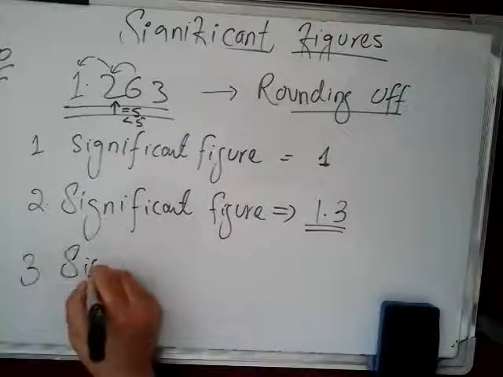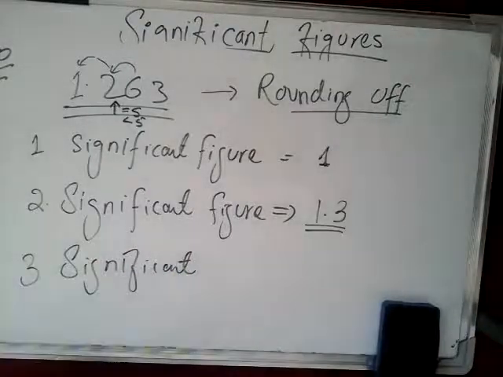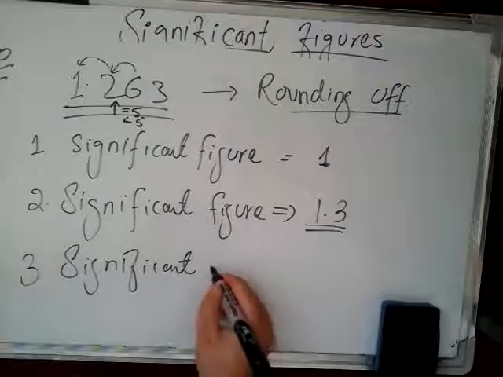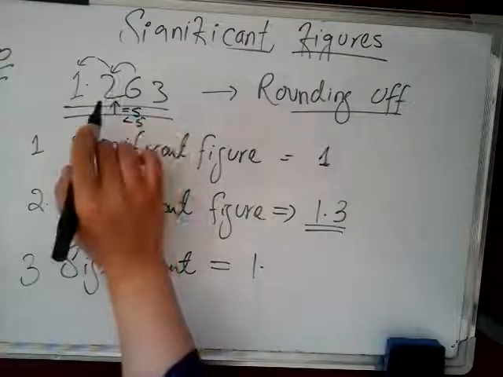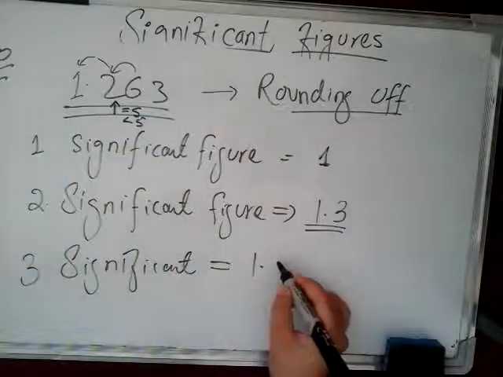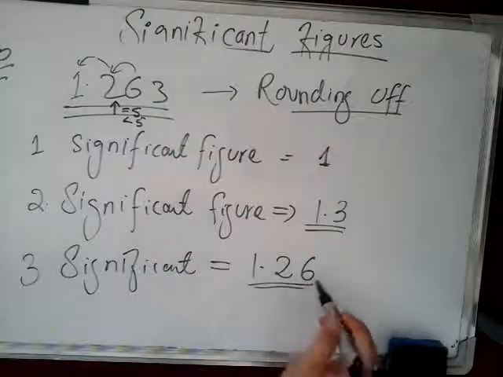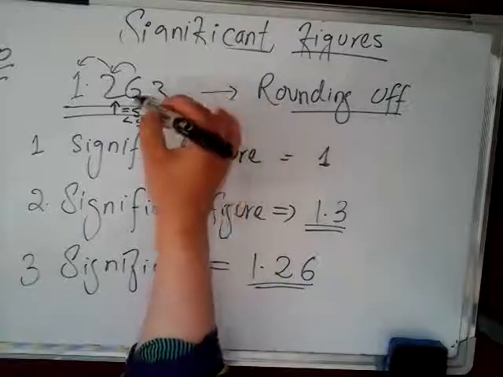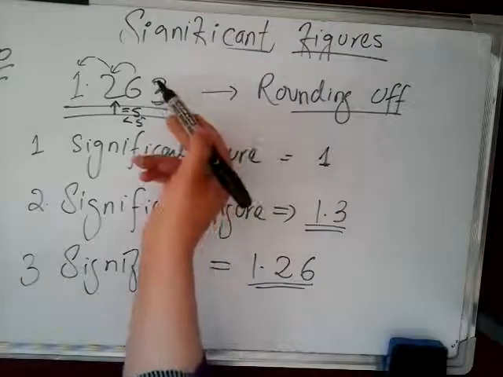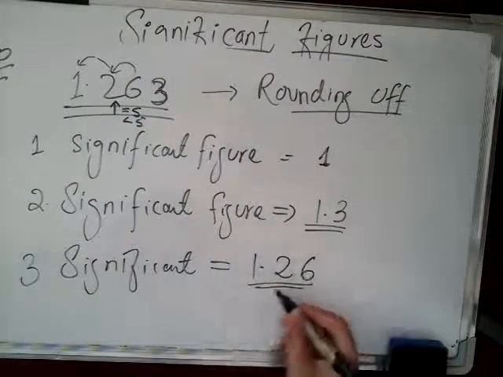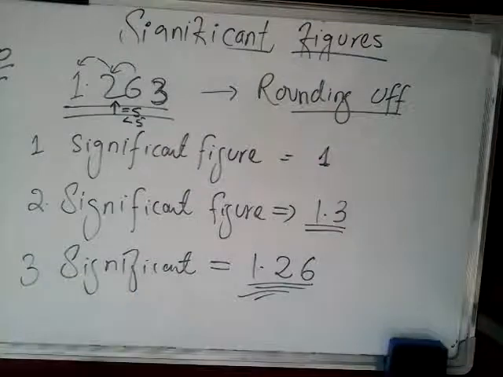So if I write 3 significant figures, it means that you have to write 3 numbers. So 1.2, 1.26. These are the 3 numbers. Now if you see after 6 there is the number 3, and 3 is lesser than 5, so we cannot do rounding off. So 1.26 would be the 3 significant figure of this number. Is that clear? So I hope that you have understood the whole concept.